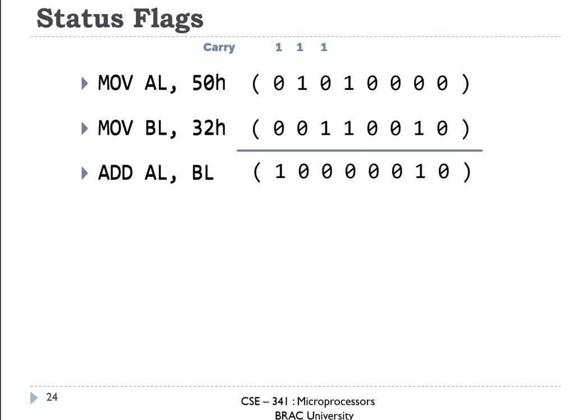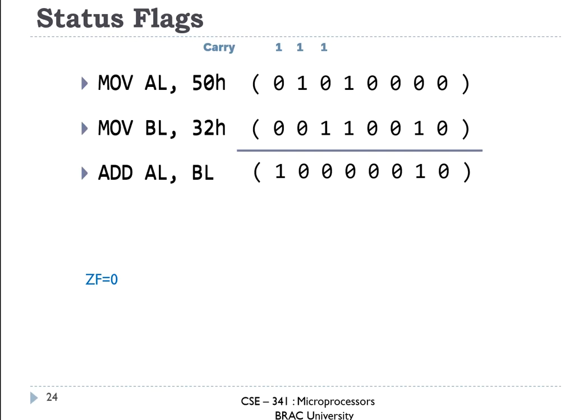What is our zero flag? Our zero flag is equal to 1 if our answer is 0. Otherwise, it is reset to 0 if our answer is not 0. Confusing maybe, but here the answer we got from our arithmetic operation is 82. Therefore, our zero flag is going to be reset to 0.